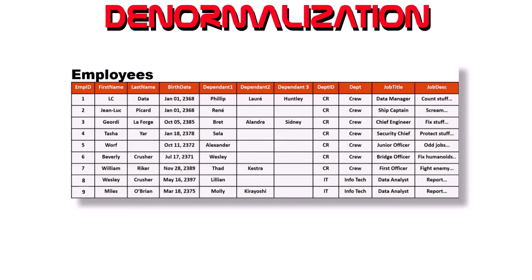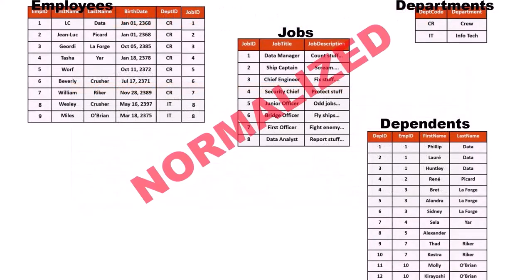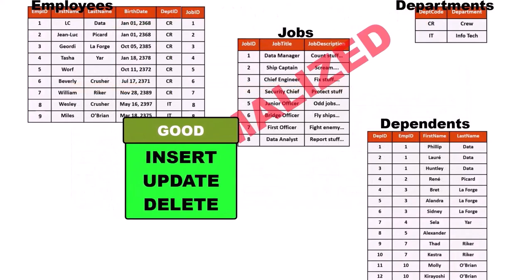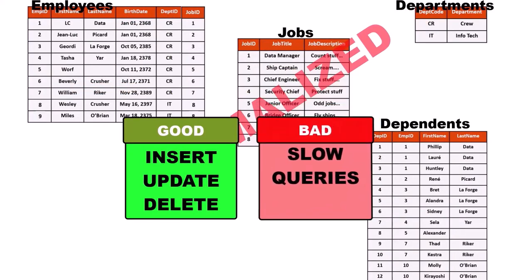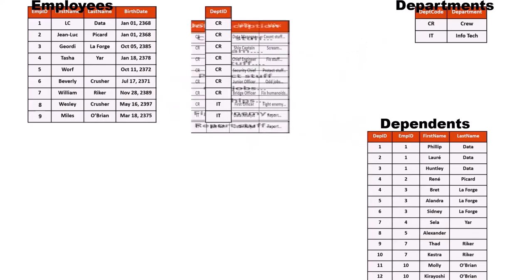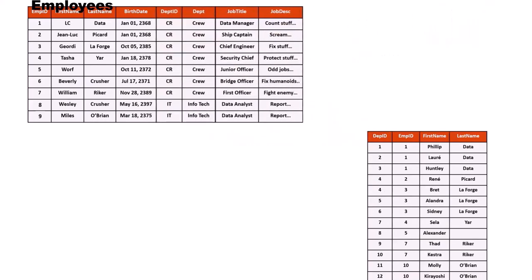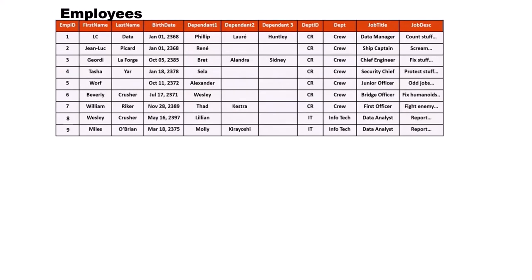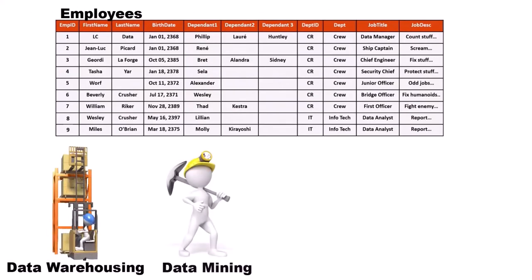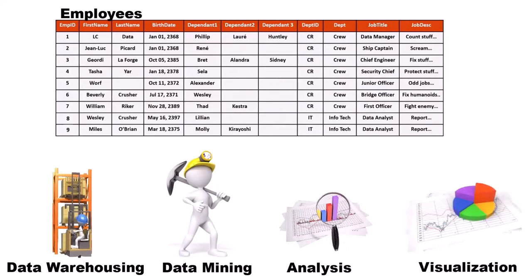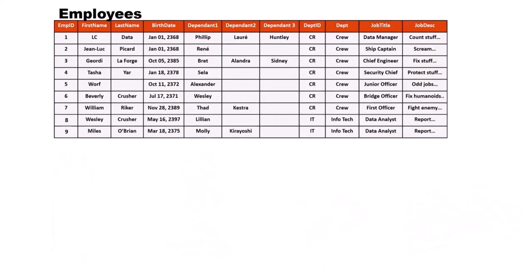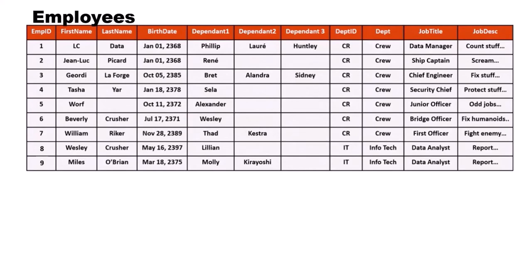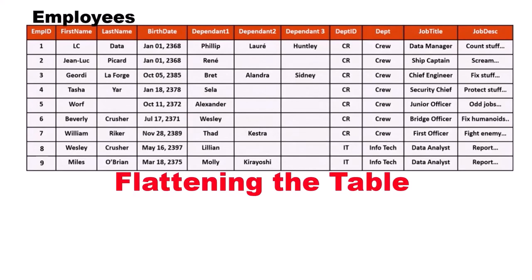Data analysts actually denormalize data for the purposes of analysis quite regularly through querying. Highly normalized databases are good for data that is inserted, updated, and deleted regularly, but it makes querying your data slow. The process of querying involves gathering data from all the different single-source tables and joining that information together for the purposes of data warehousing, data mining, analysis, and visualization. The end result in the data set appears denormalized. This is also called flattening the table.